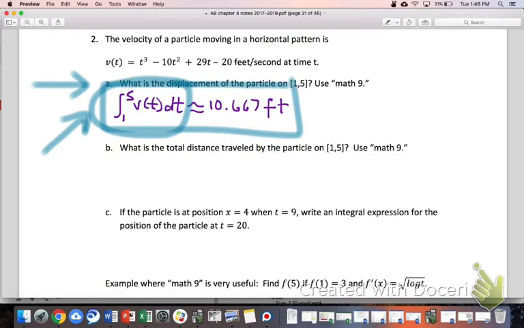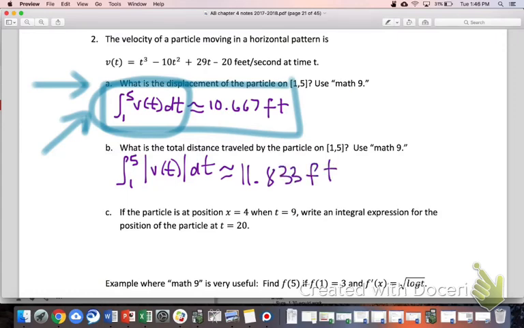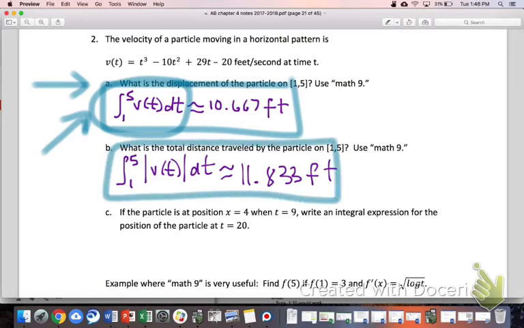Okay, and then the other one, integral from 1 to 5 of the absolute value of v of t dt. That's approximately, I thought I saw 11 point something as I was walking around, 11.833, again measured in feet. Once again, if you want full credit, if you want any credit, you want to write down everything in that big blue box. You want to write down your setup with an integral, and then hopefully the right answer as well. Okay?